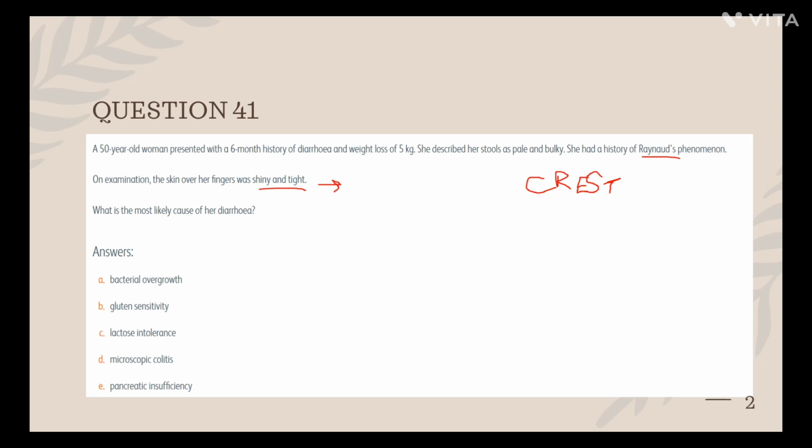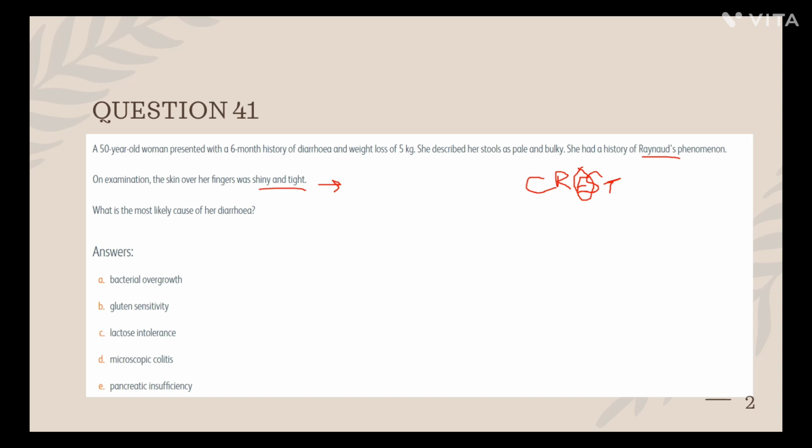Okay, that is one association of this CREST syndrome. So C for calcinosis, Raynaud's, esophageal dysfunction, sclerodactyly, that is the tightening of skin of fingers and hands, and telangiectasia. And here there was one question in this MRCP which asked what causes esophageal dysfunction in scleroderma. What is the exact mechanism of esophageal dysfunction?